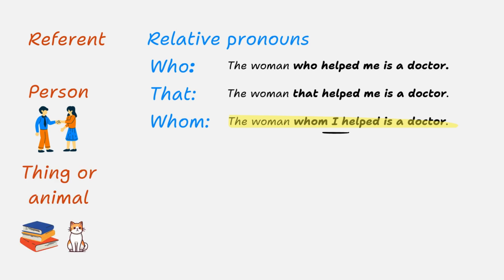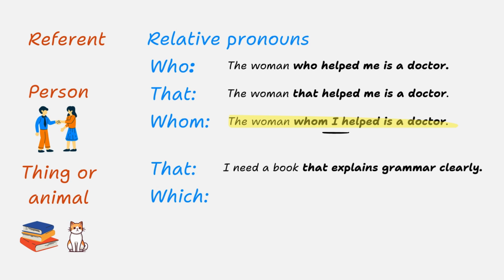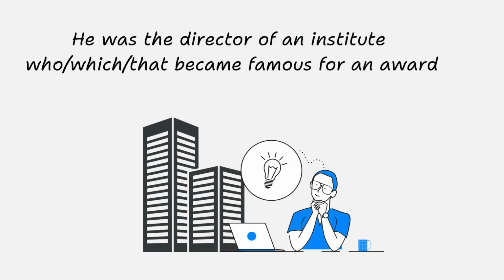When the referent is a thing or an animal, we can use that or which, for example: I need a book that explains grammar clearly. Which is less common in American English and often has a formal tone. Let's have a look at an example that illustrates how important relative pronouns can be to understand the relationship between the referent and the relative clause. In the following sentence, which relative pronoun would you choose? He was the director of an institute who, which, or that became famous for an award.